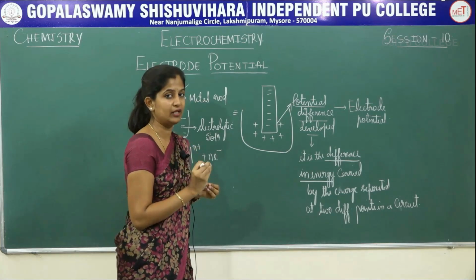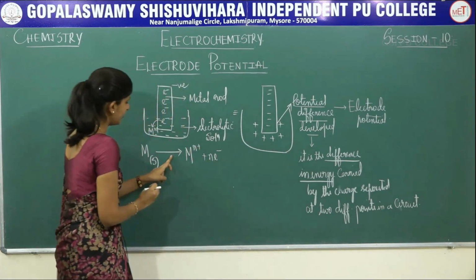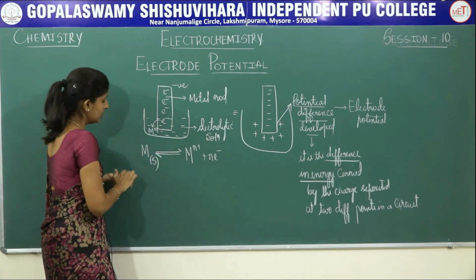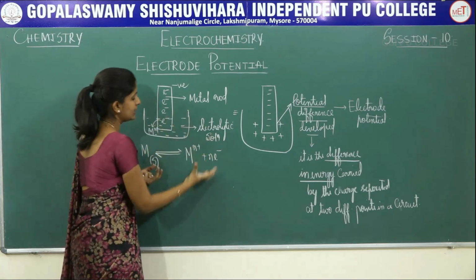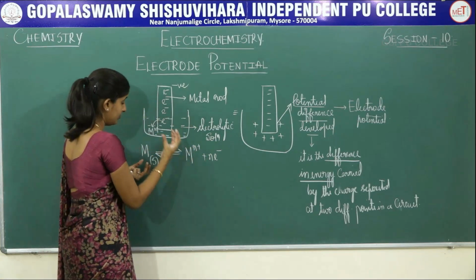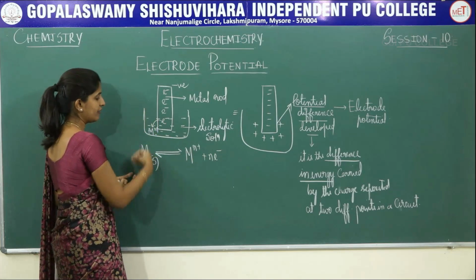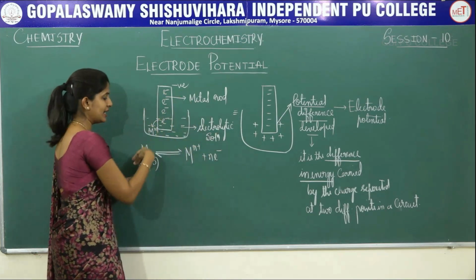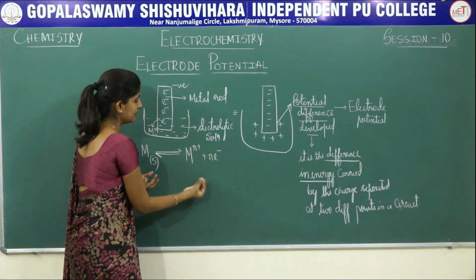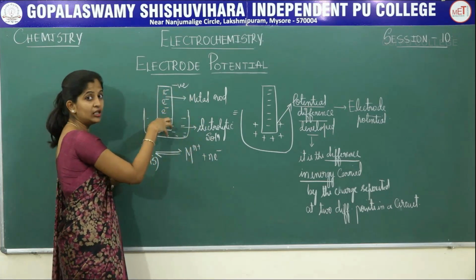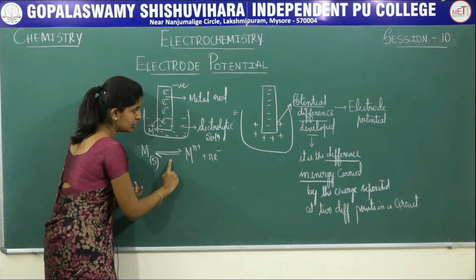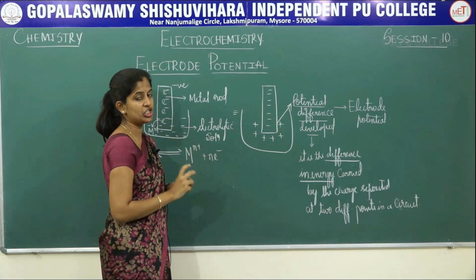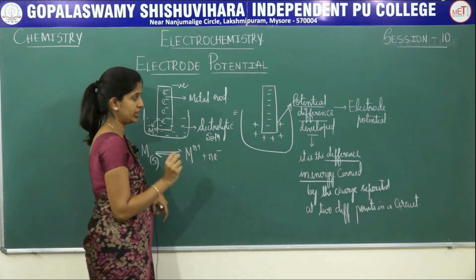Remember, it should be at equilibrium. That is, this reaction which you have taken here should be in equilibrium. That is, the metal atoms lose electrons and the metal ions enter the electrolytic solution, and in the backward direction they accept electrons and get deposited over the metal. At this condition, the potential difference that is developed is called your electrode potential.